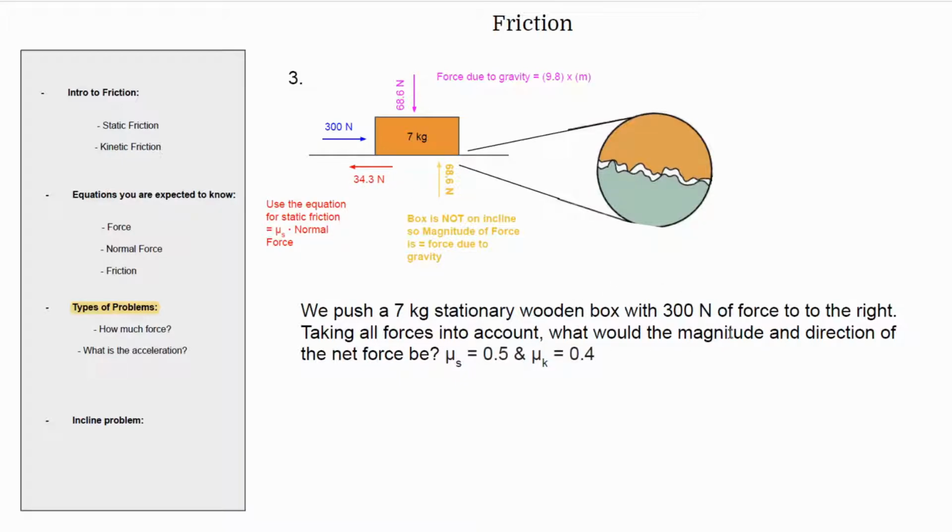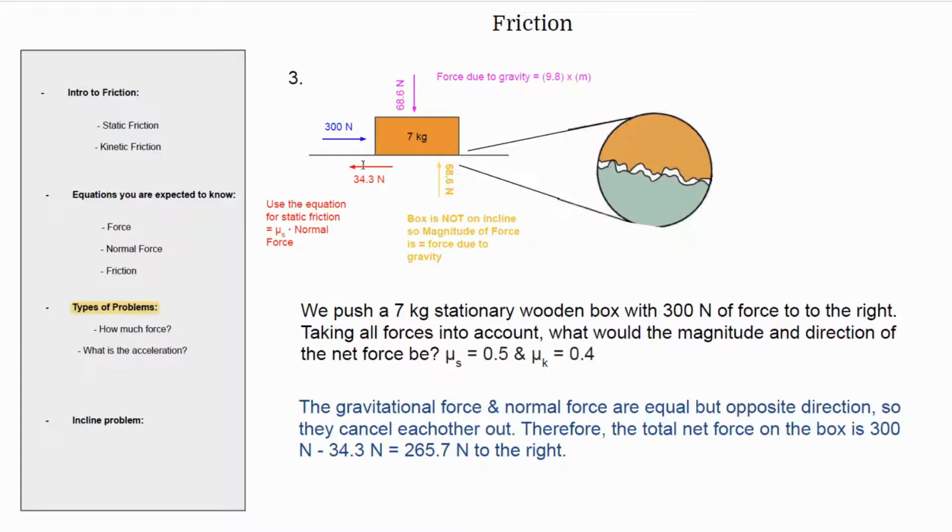So the question's asking for the magnitude and the direction of the net force. The gravitational force and the normal force actually cancel out. This is because they're the same magnitude, but in the opposite direction. However, the force pushing the box to the right, which is 300 newtons, and the force due to friction, which is 34.3 newtons, are not the same magnitude. Therefore, to find the total net force on the box, all we have to do is subtract 34.3 from the 300 newtons, and this gives us a force of 265.7 newtons to the right.